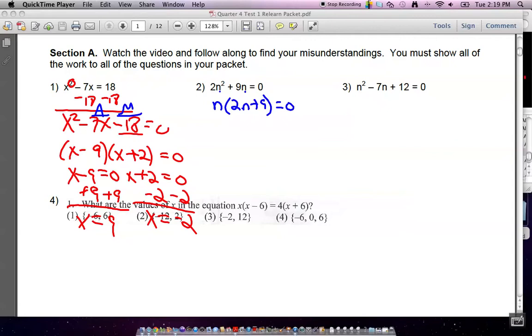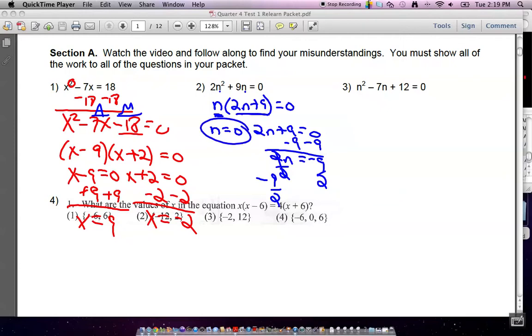Then, look, maybe it's the guy on the left, maybe it's the guy on the right. And then I see kids write this. I see it all the time on their papers. And then I see them do this, and they get 2n equals negative 9. Then they divide by 2, and they get negative 9 over 2. And then in the answer space, they put negative 9 over 2. Don't forget about this guy. That's also an answer. 0 and negative 9 over 2 are the correct answers to number 2.